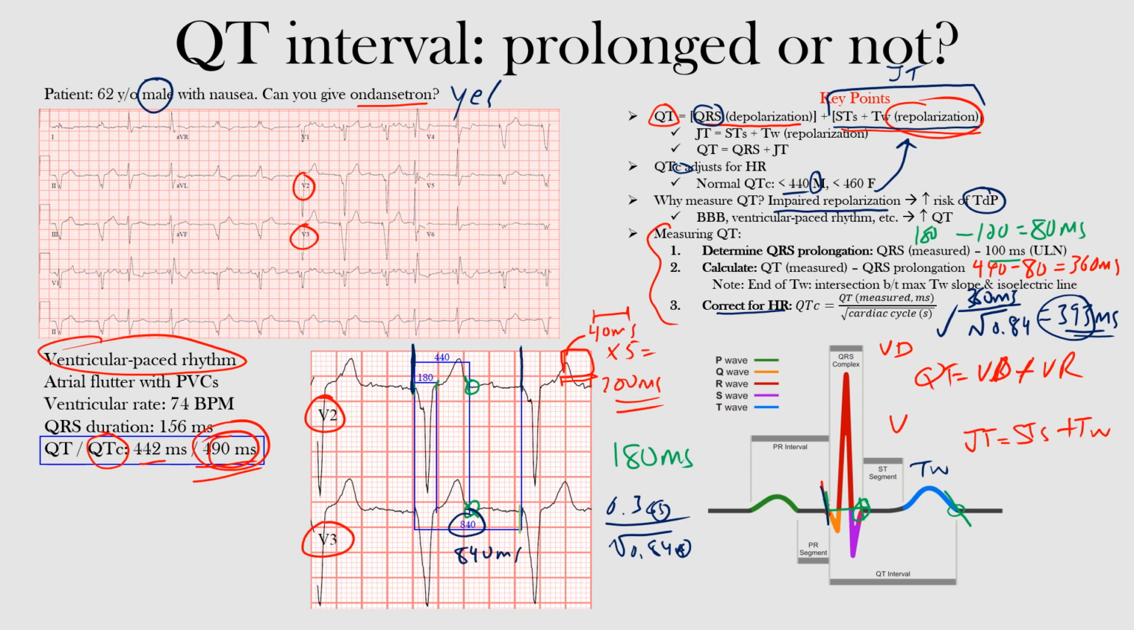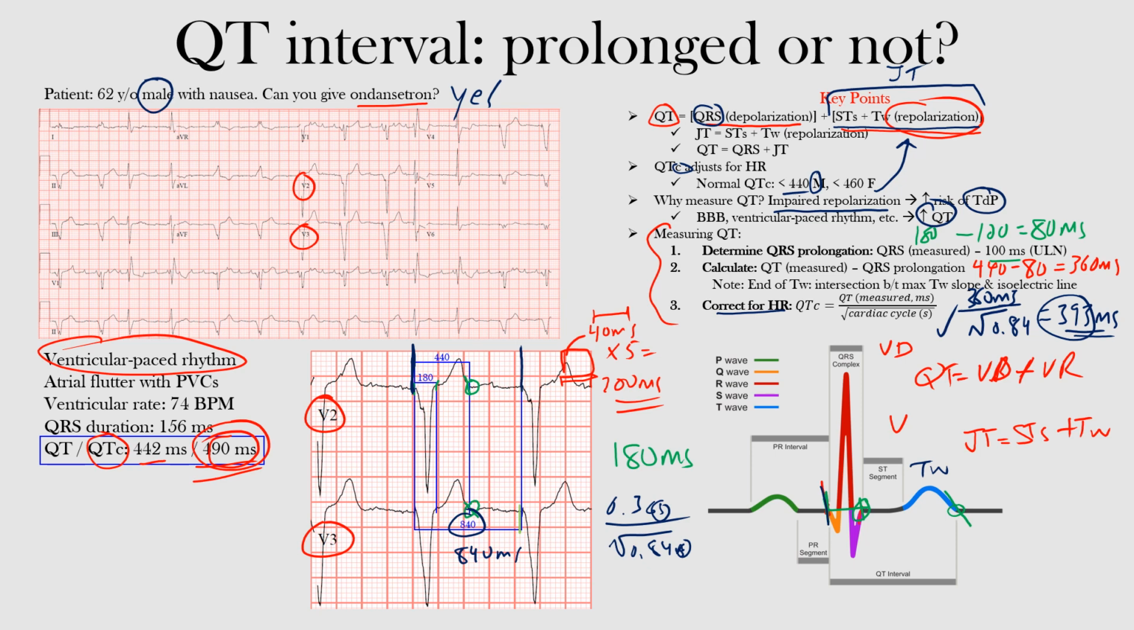Okay, remember we measure the QT interval to look for impaired repolarization of the ventricles. Now, one thing we often run into, like in this patient, is that there's a conduction defect, whether there's a left bundle branch block or maybe a ventricular paced rhythm that actually increases the QT interval. So we run into this question like our patient here, the 62-year-old gentleman with nausea: can we give a prolonged QT interval medication like Zofran? So we have to now ask ourselves, how do we find that out?